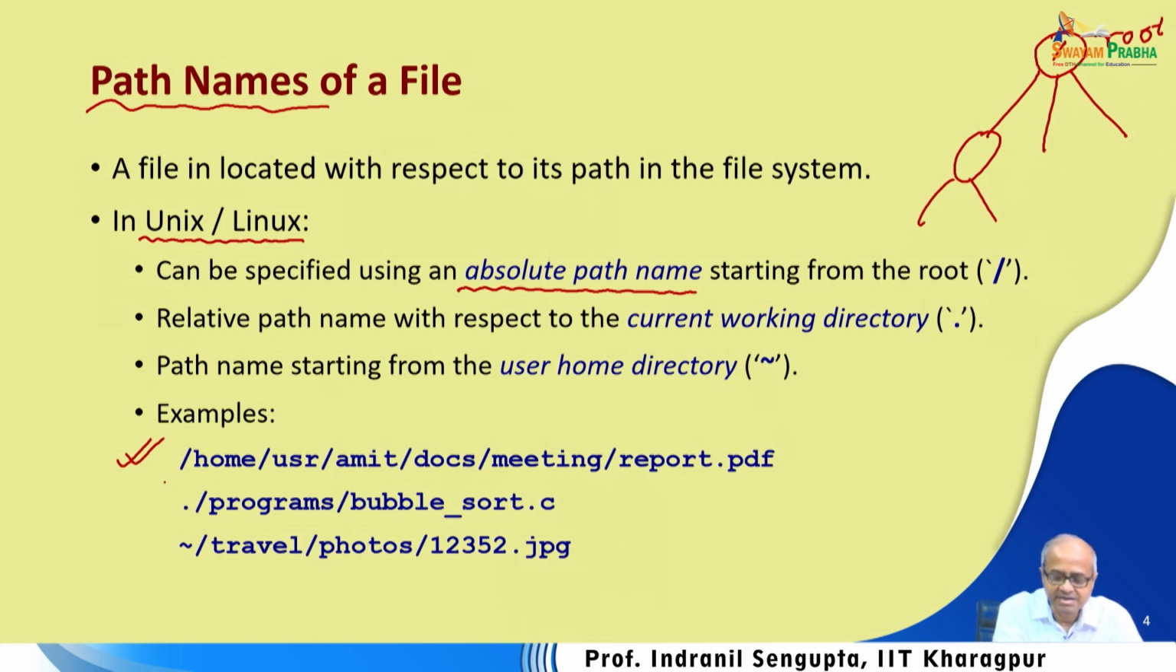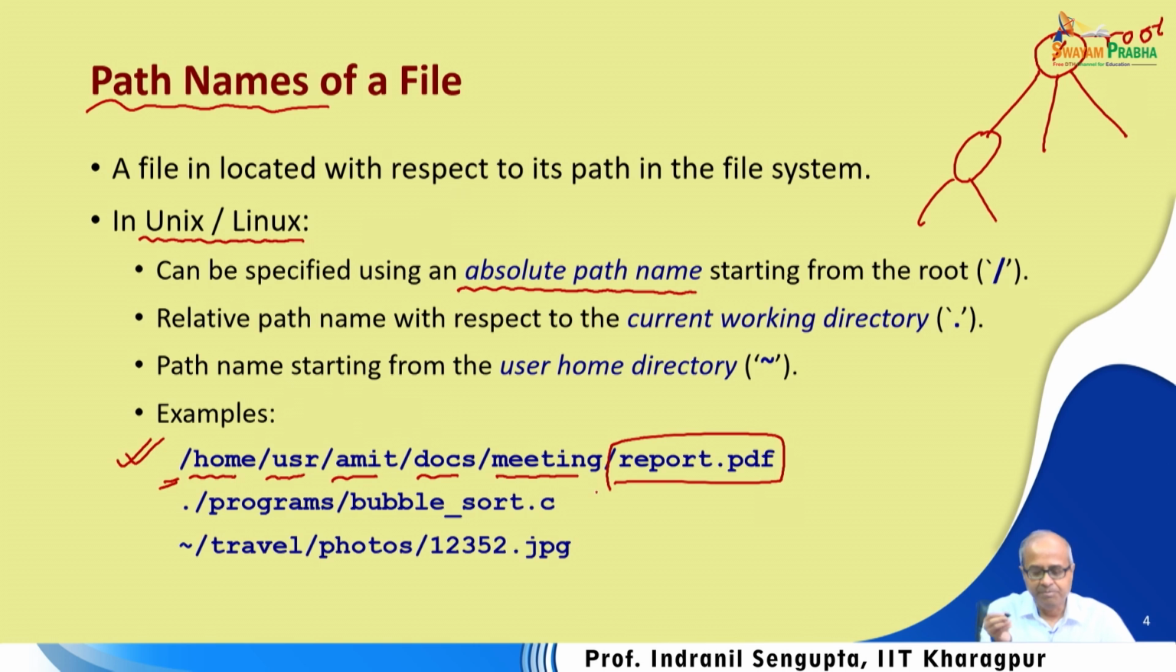I say this slash in the beginning indicates that I start with the root. Under root there is a folder called home. Under home there is another folder called USR. Under that folder there is another folder Amit. Under Amit there is docs. Under docs there is meeting, and finally under meeting you have the file report.pdf, and between these folders and subfolders we use the slash as a separator. This is how you uniquely specify where the file is located. Okay.